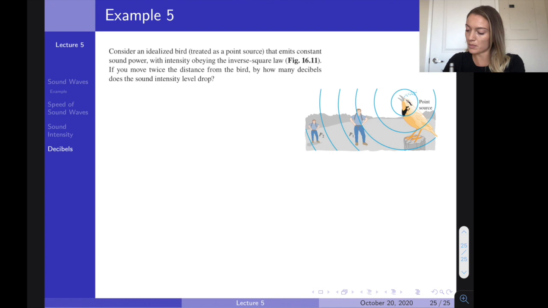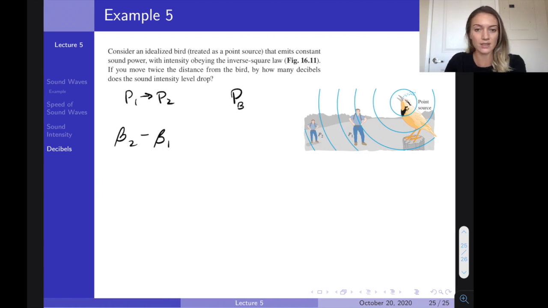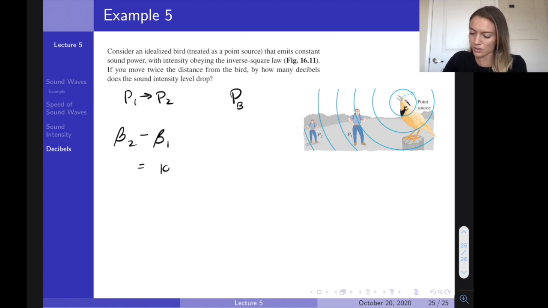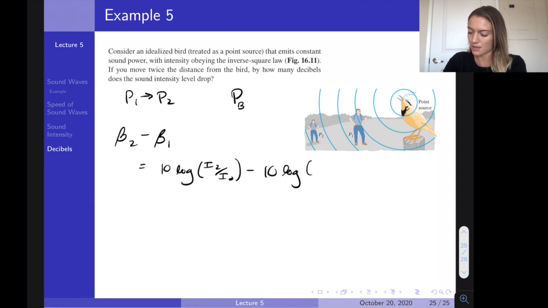So we're moving from point 1 to point 2 here. The bird has some power, we'll call it P sub B, power of the bird. And so the difference in the intensity levels will be beta 2 minus beta 1, right? That will be equal to 10 log I2 over I naught minus 10 log I1 over I naught.